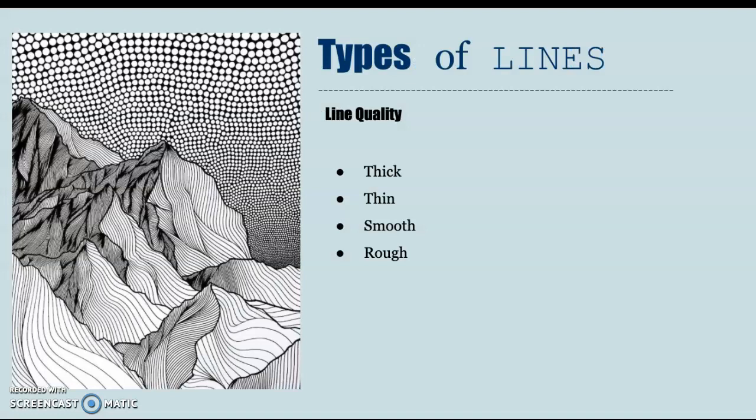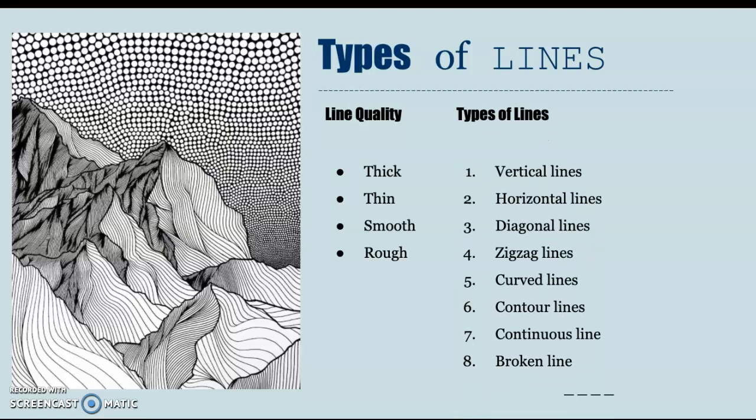Types of lines or line qualities. We see thick lines in this drawing, thin lines, smooth lines, and rough lines. I'm sure there's a lot more that you can identify. Can you think of any other type of line qualities?